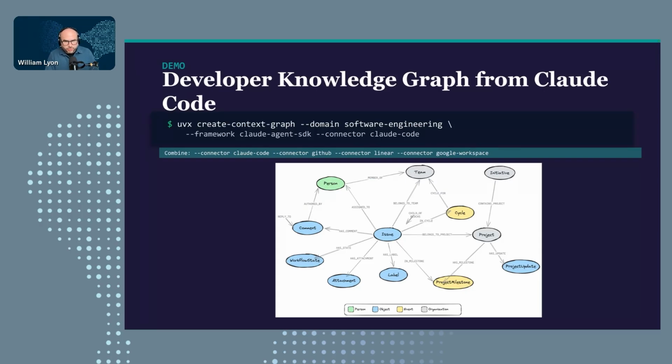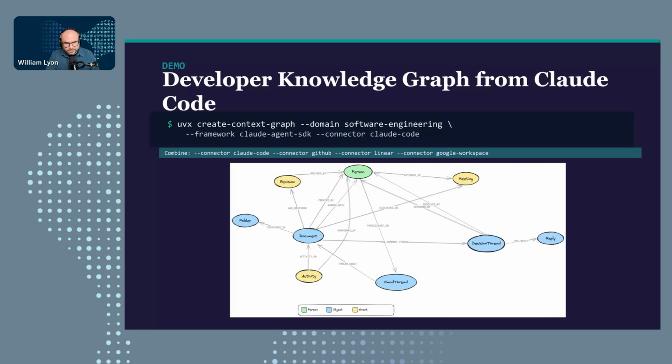What's really important is when we're able to combine these data sources and query across them. So here we're adding the Google Workspace and the Linear connector. And so we can combine projects that we found in Claude Code with Linear work items and maybe PRDs that we found in Google Workspace, for example.